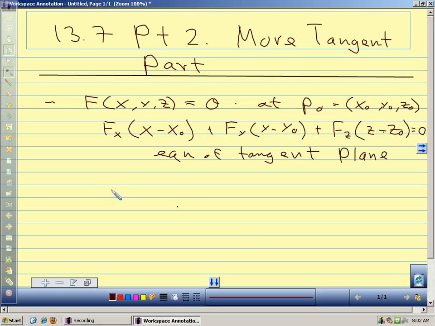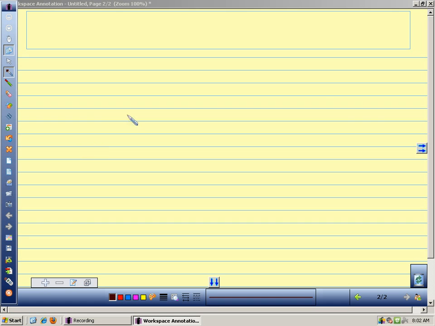Another type of problem that we can do now that we have this idea of the gradient giving us normal vectors is we can find the equation of the tangent line to the intersection of two surfaces. So let's look at how we do that. This is my second type of problem that I like from this unit.